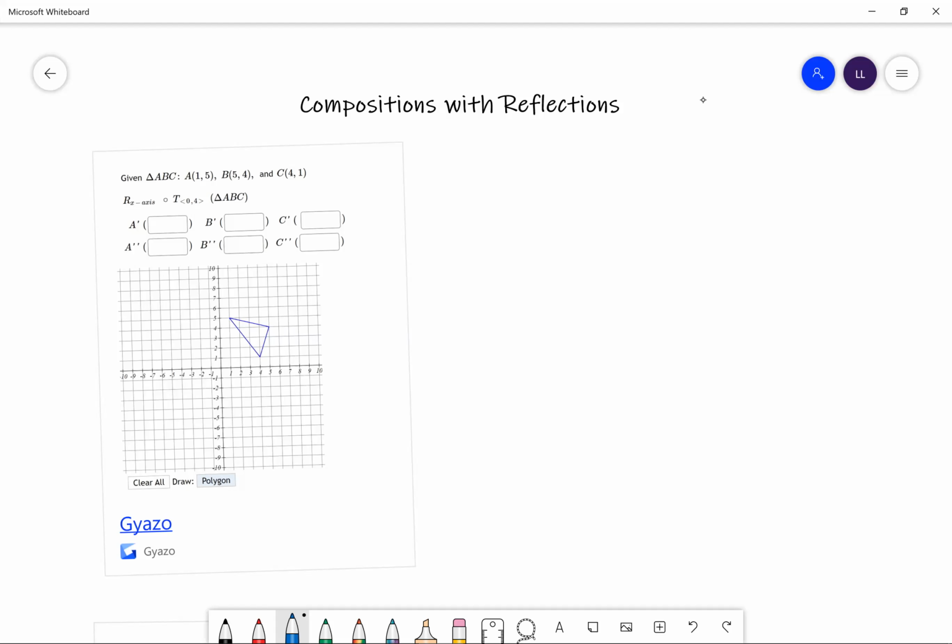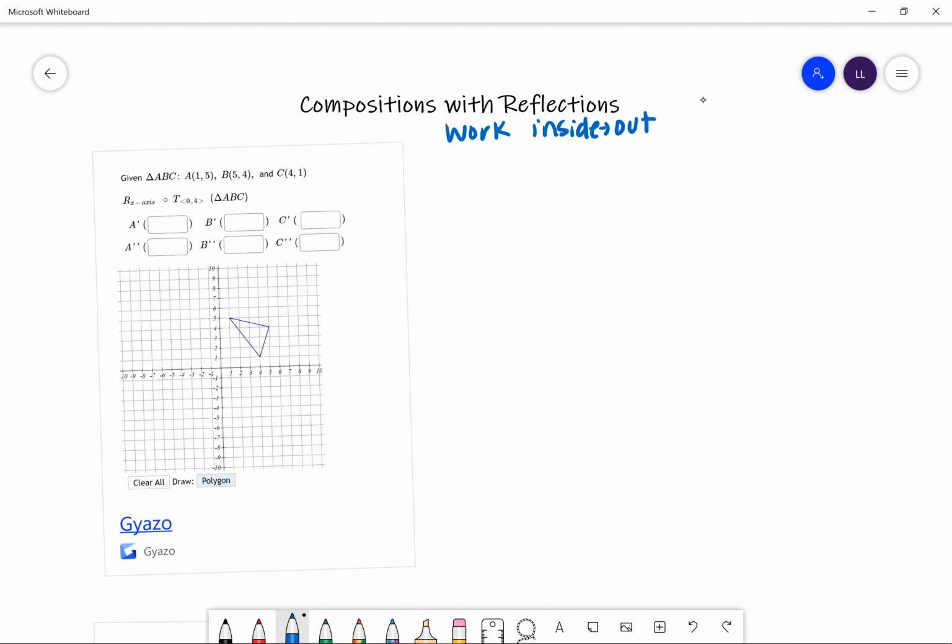Everybody. So in this video, we're going to do composite functions with reflections. So remember, we work a composite function inside out. Work it inside out. And remember that a composite function is just more than one function that we're doing to a particular set of points.